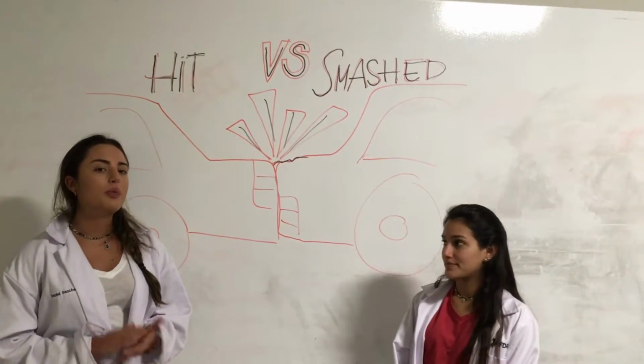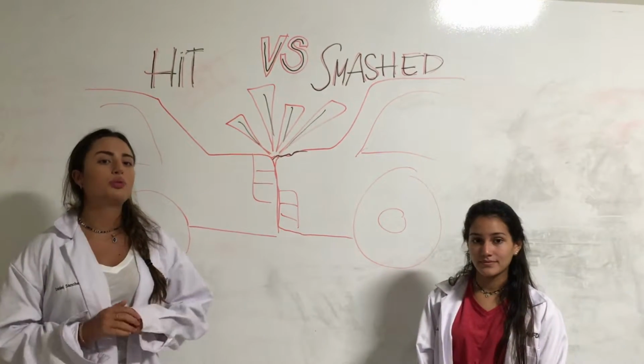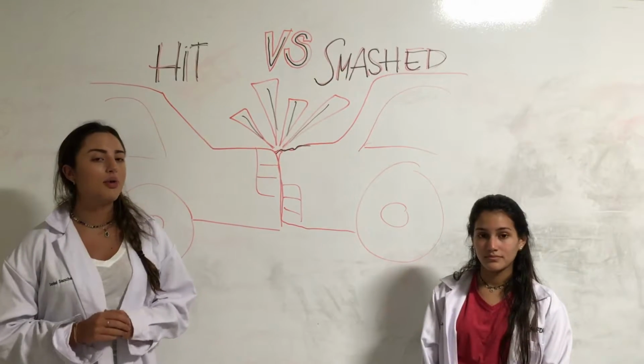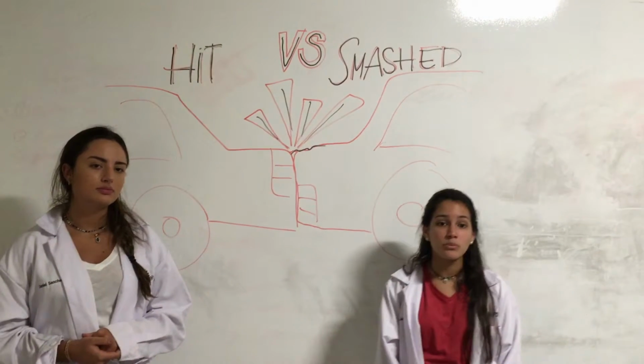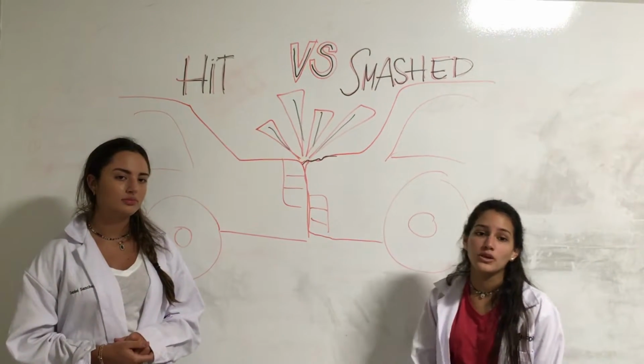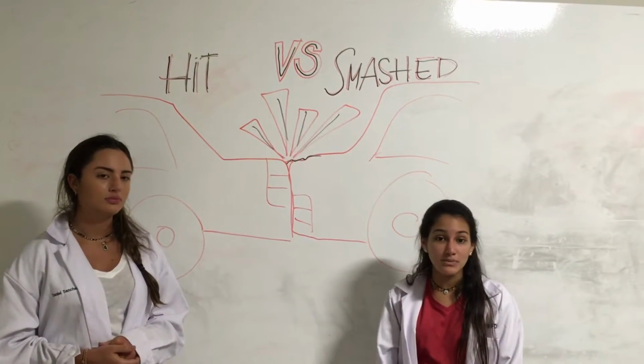For this experiment, we both predicted that the word smashed would result in a higher estimation of speed rather than the word hit. In order to test this, we decided that our independent variable would be the different words used in the leading question, and our dependent variable would be the estimation of speed.